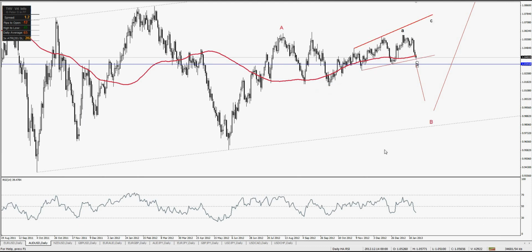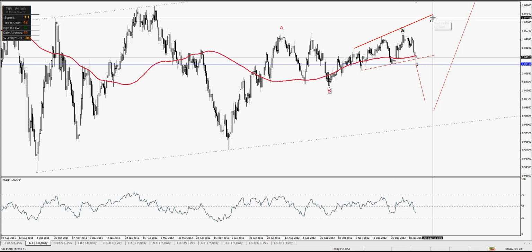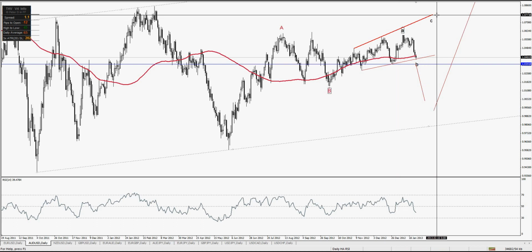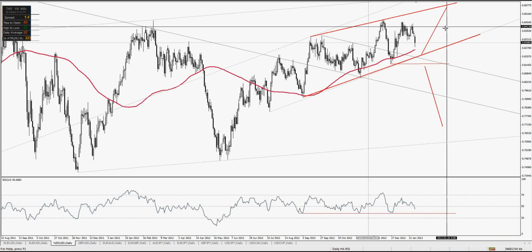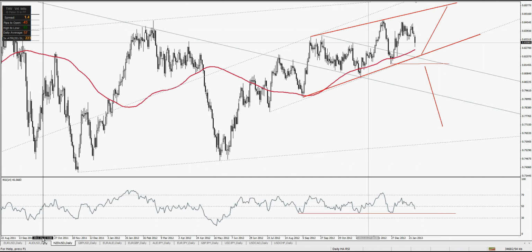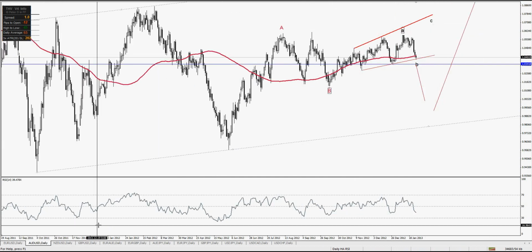Okay, I stopped the video so I could redraw some lines here quick. What I was looking at here is maybe an A, B, C for B. Then maybe an expanding ending diagonal. Maybe 1, 2, A, B, C, 3, 4, 5 or something like that. Where we're still going to make some new highs up into 178 on the Aussie while this makes its new highs before we come crashing down.